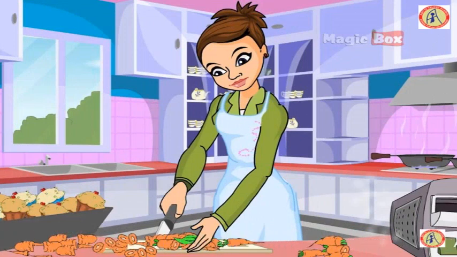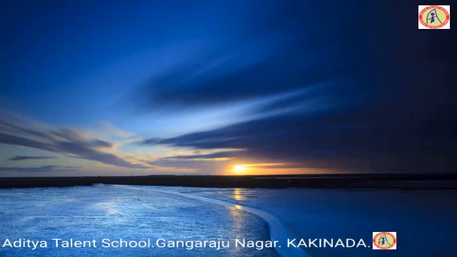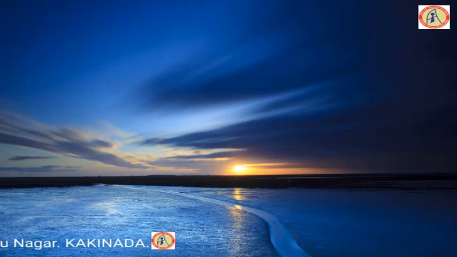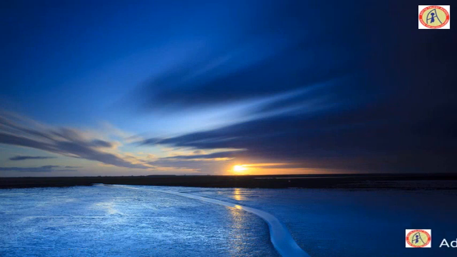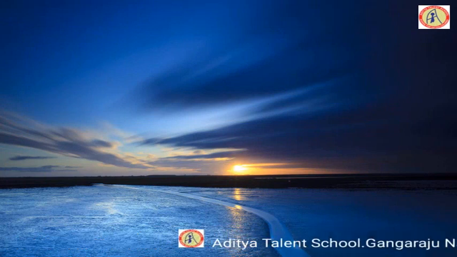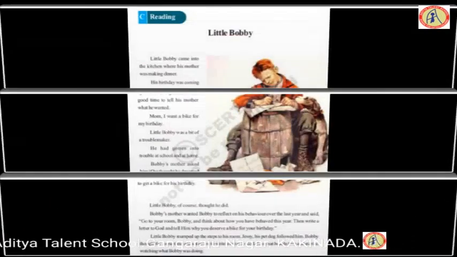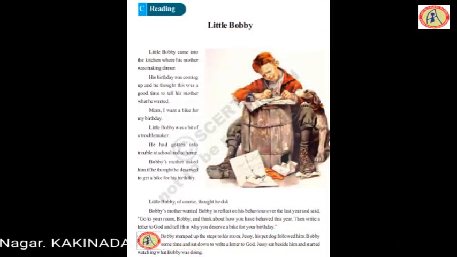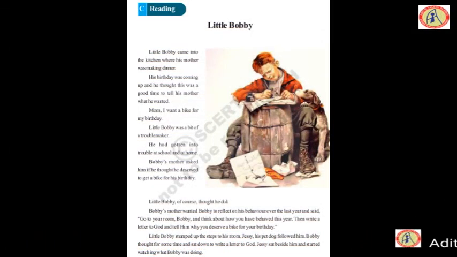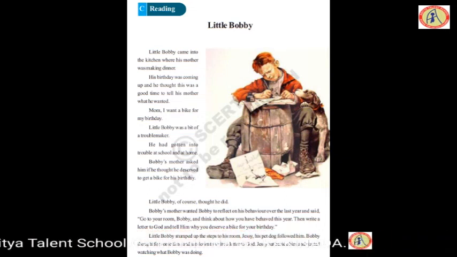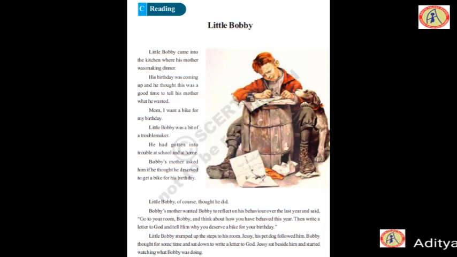He thought this was a good time. Usually children will be observing the mood of the parents to ask what they wanted. Either if they want from father or from the mother, they will be observing for a right mood of the parent. So here mummy's mood is good. He thought it is the right time to ask the mother, "I want a bike for my birthday." What did he ask? He wanted a bike. When? For his birthday.